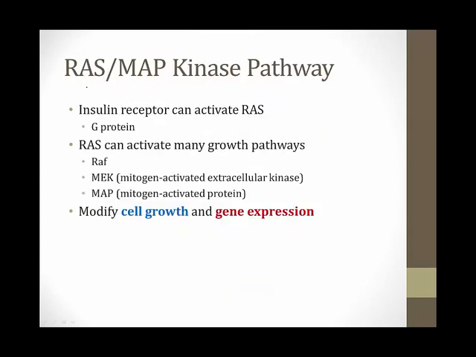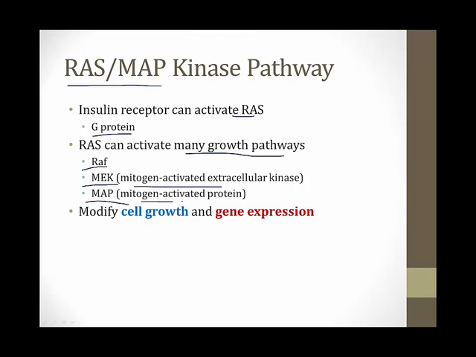The second pathway that's been shown to be activated in response to activation of the insulin receptor is the RAS-MAP kinase pathway. Insulin receptors can activate RAS, which is a G protein found in some cells, and RAS can then activate many growth pathways. There are a number of these that go by funny names like RAF, MEK, and MAP. MEK stands for mitogen activated extracellular kinase.